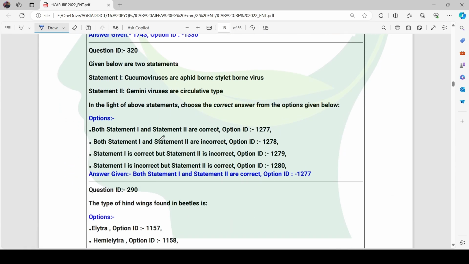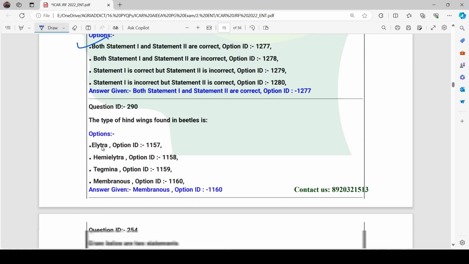Next question is a statement type question. In statement 1, cucumoviruses, that is cucumber mosaic viruses, are aphid-borne, stylet-borne viruses. Okay. Statement 2 is geminiviruses are circulative type. So yes, both the statements are correct. Geminiviruses are propagative and circulative type, and the cucumber mosaic viruses are stylet-borne viruses that are vectored by aphids. So both statement 1 and 2 are correct.